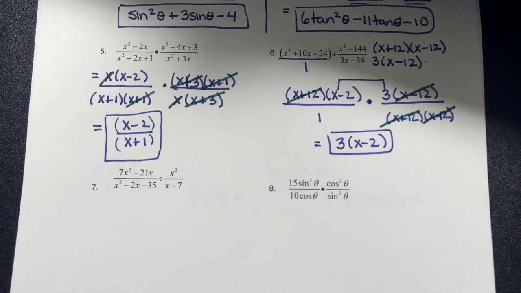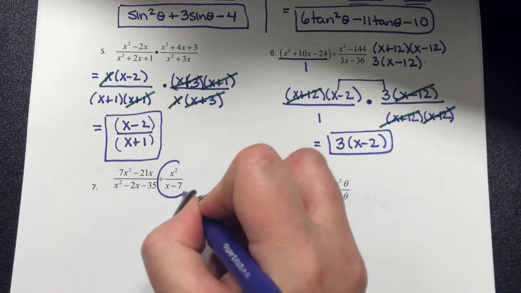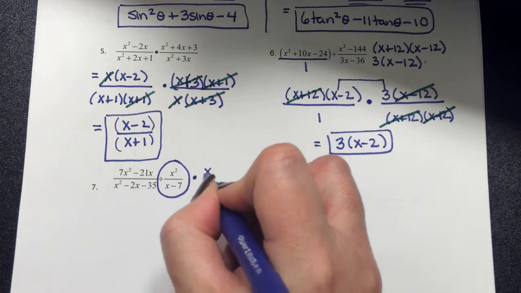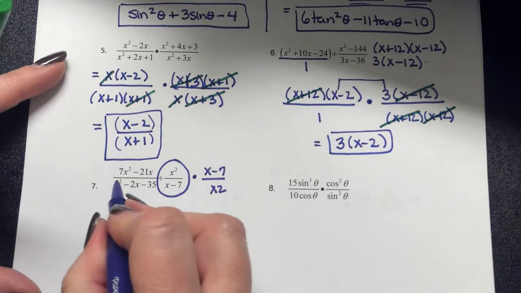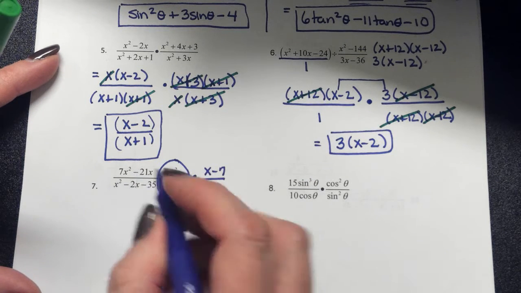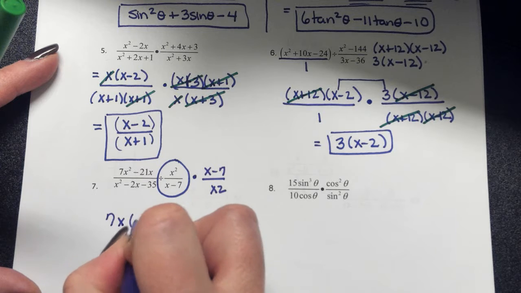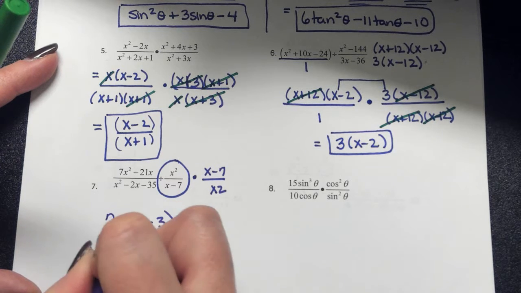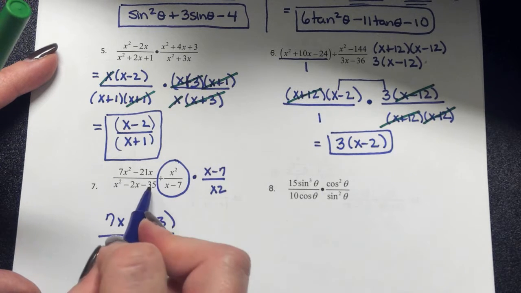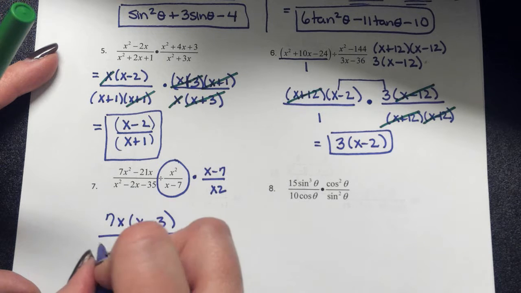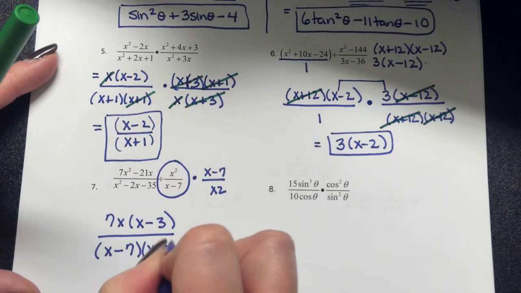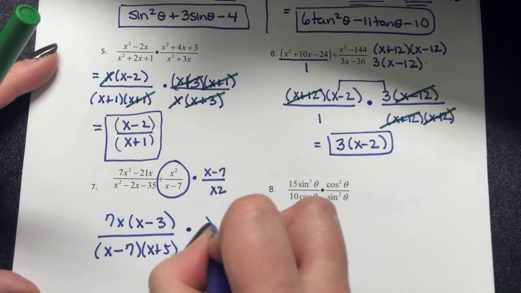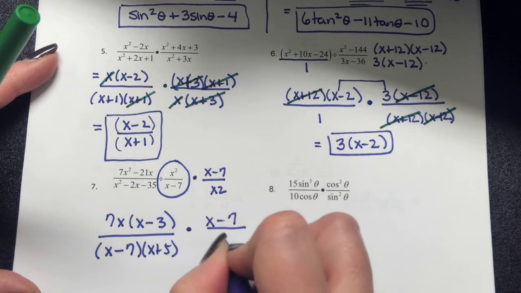So like I mentioned a few minutes ago, remember, when you're dividing fractions, you're simply going to multiply by the reciprocal. So I can factor this numerator. I can factor out a 7x. That'll leave me with an x minus 3. Over, I can factor this. Factors of negative 35 that add together give me negative 2, or x minus 7 times x plus 5, times my x minus 7 over x squared.